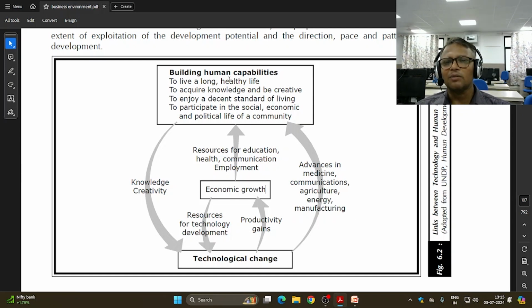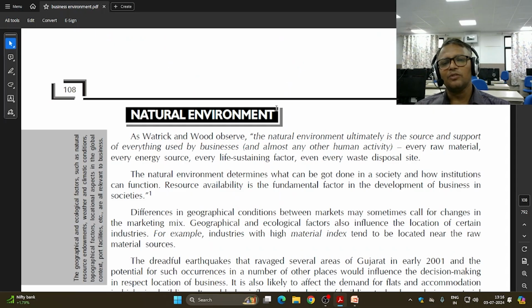Additionally, this creates something which is more important for the human capabilities, which I discussed earlier, just 2 minutes back, in which it helps you live a better life, increases the knowledge capacity of humans, makes them more creative, and improves their living standard, and thus helps them participate in social, economic and political standards of life. Further, through these things, knowledge is transferred and knowledge creativity comes into the picture. So this is something which is very important.